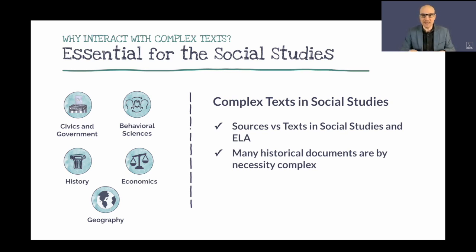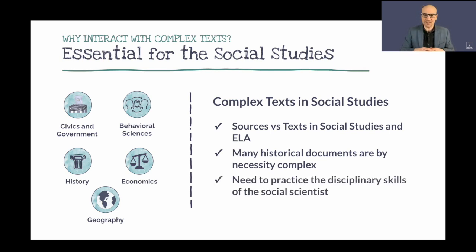But we also need them to practice the disciplinary skills of the social scientists. So social scientists compare and contrast events, accounts, documents. They interpret primary and secondary sources. They use the knowledge of the present to interpret the past. They build context and meaning. They untangle threads of fact from conflicting accounts. All of those require the use of complex texts.